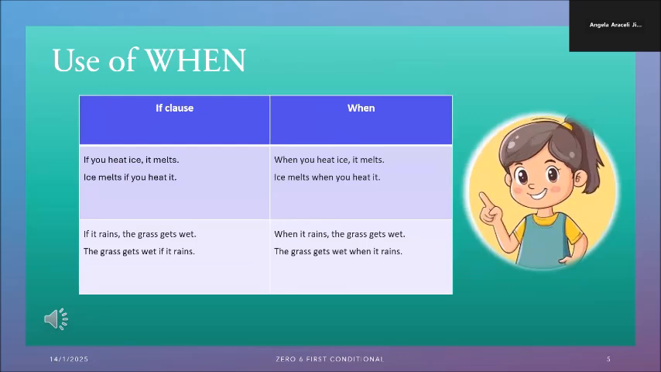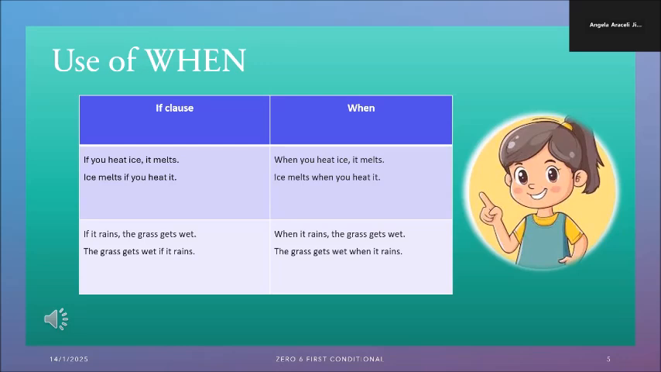In zero conditional sentences, you can replace if with when, because both express general truths. The meaning will be unchanged. For example, if you hit ice, it melts. When you hit ice, it melts. Ice melts if you hit it. Ice melts when you hit it.